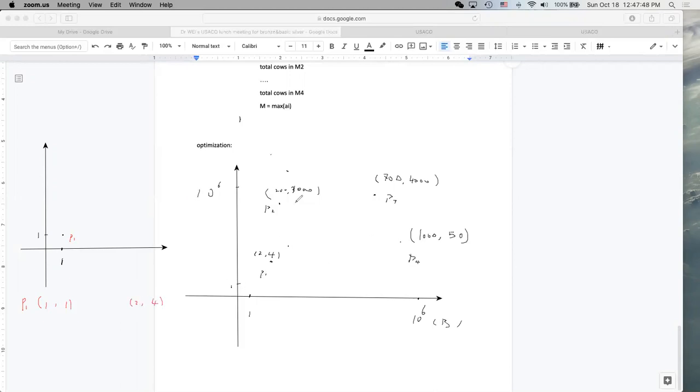The second cow, in terms of X, is going to be 1050. Why don't we put this cow at the location 3? And the second cow is over here.